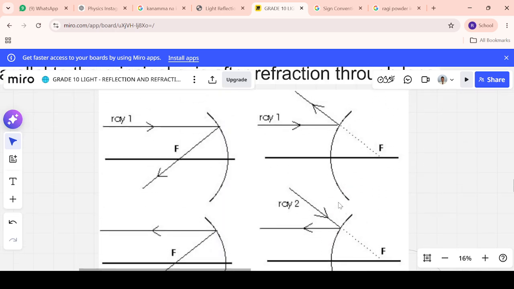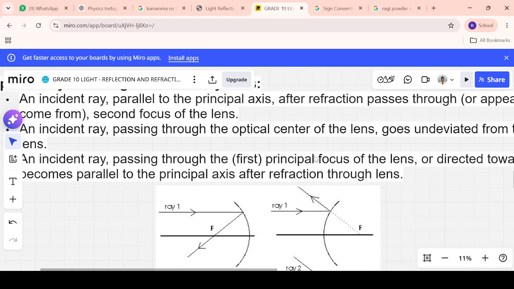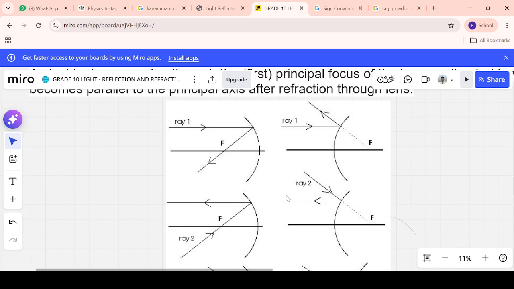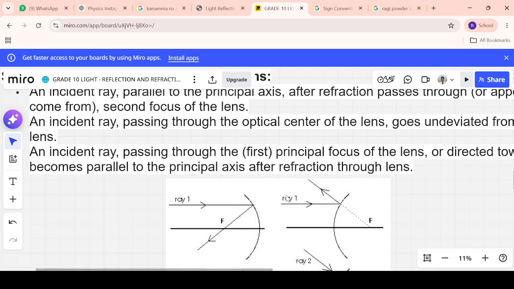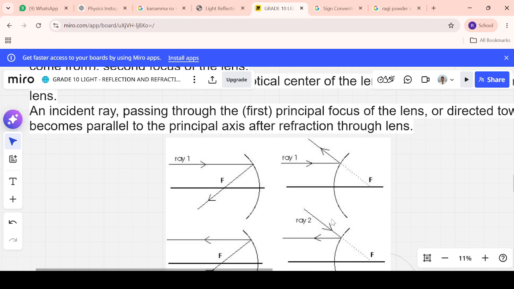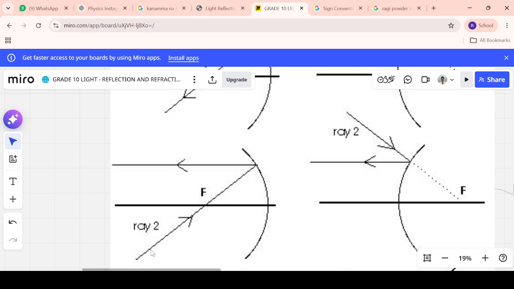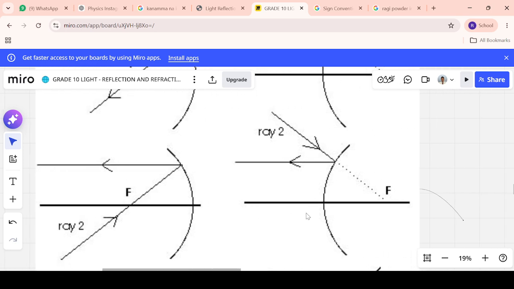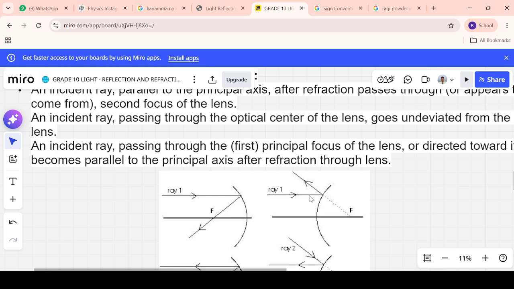Point number three is an incident ray passing through the first principal focus of the lens or directed towards it becomes parallel to the principal axis after refraction. After refraction, it will become parallel over here. When the incident ray is passing through the principal focus, then after refraction it will become parallel to the principal axis. See ray 2, it is passing through the focus, after refraction it is parallel to the principal axis in both the scenarios.